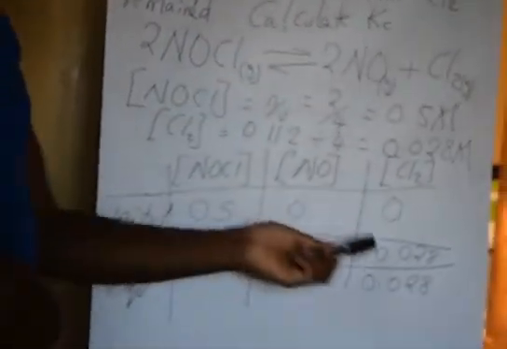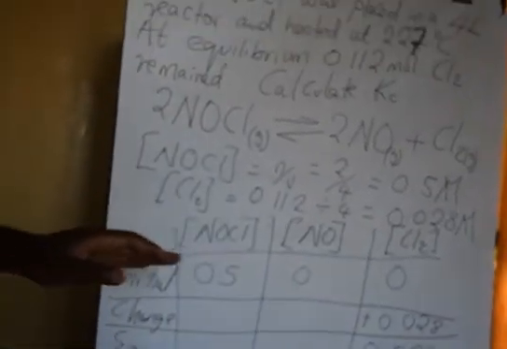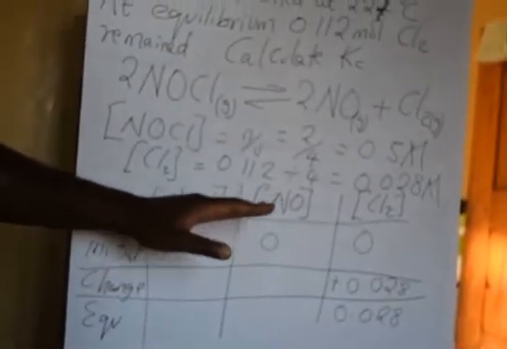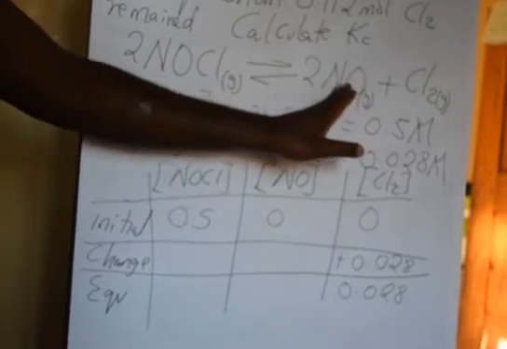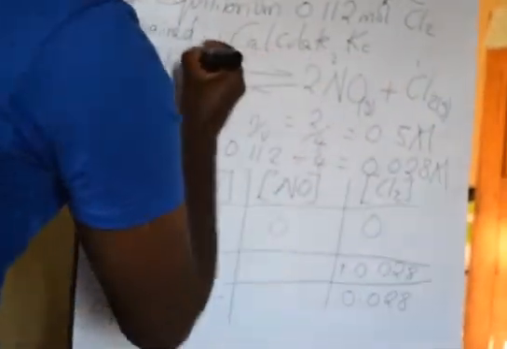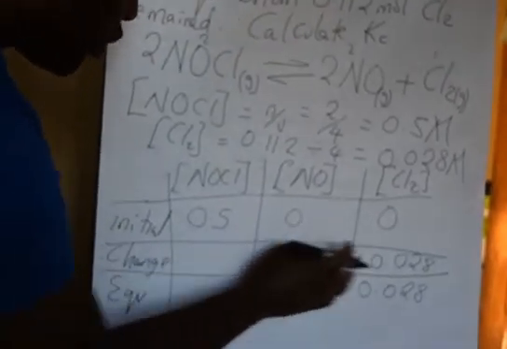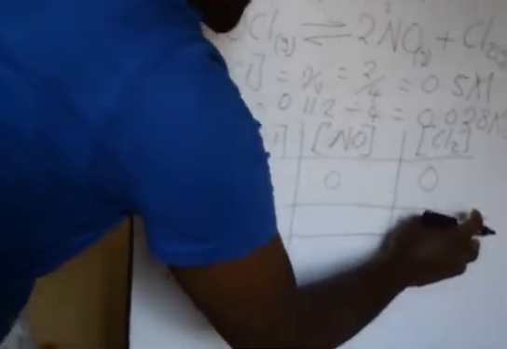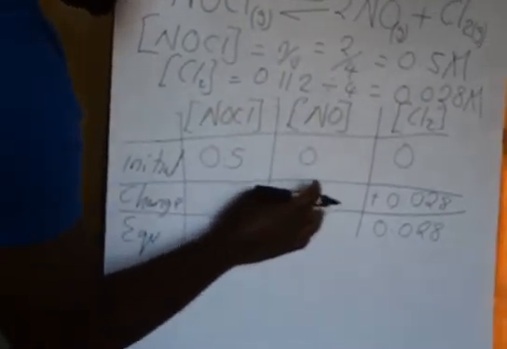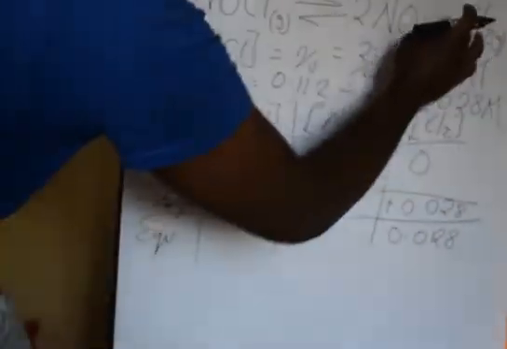On the change, we put plus or minus. Plus is for produced and minus is for used up. So in the change row, this is where we do our stoichiometry. So as you've seen, guys, the mole ratio of Cl2 to NO to NOCl is 1 to 2, also 1 to 2. So meaning if this is 1, then this is 2, this is 2. So for the change row, the stoichiometry is followed. So if this is 0.028, meaning the values here should be double. This should be double because the mole ratio is 1 to 2.